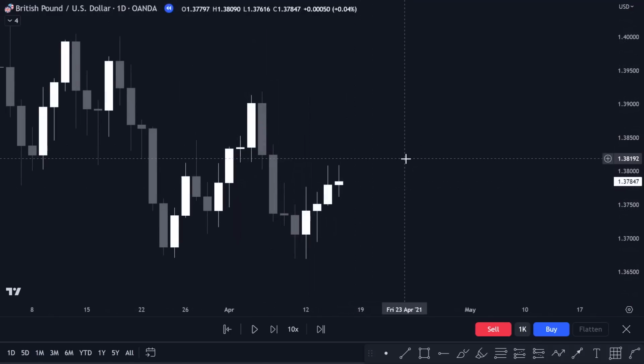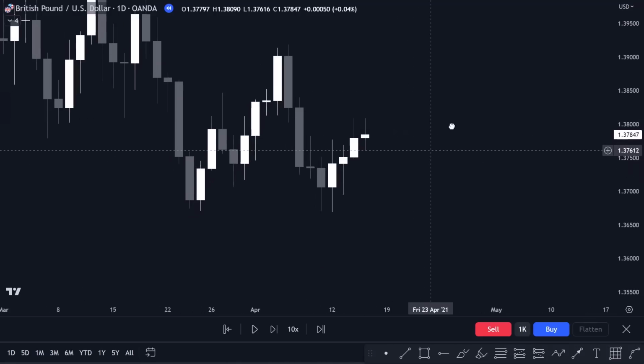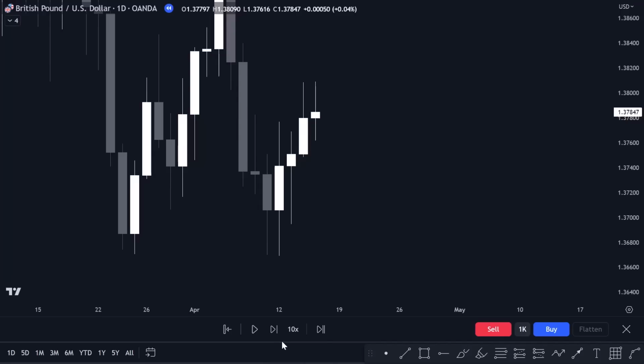Now, ICT also uses the 20% and 30% of the weekly range as a draw on liquidity. So when we see a confirmed high, we can grab our fib from the low to the high or the high to the low, and we can expect price to go to that 20 to 30% as a draw on liquidity. But I will not be using that one that much, okay?